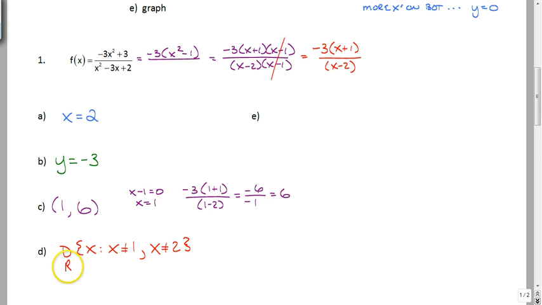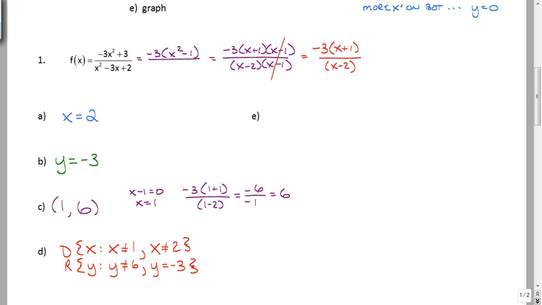Now your range is y. Y can be anything except for any y coordinates of holes, in this case 6, and any horizontal asymptotes, which in this case is y is equal to a negative 3. So that is your domain and range.